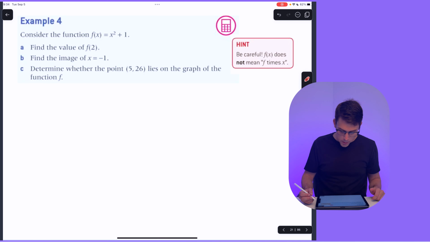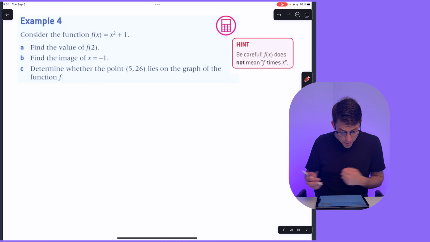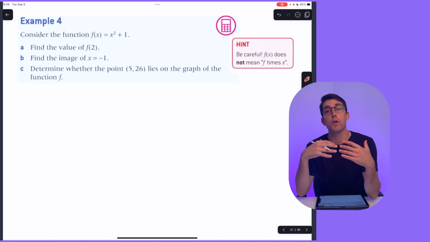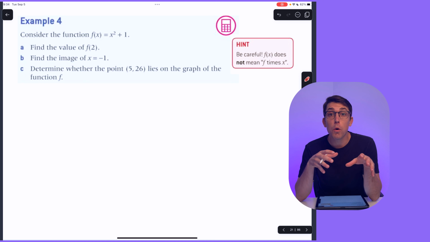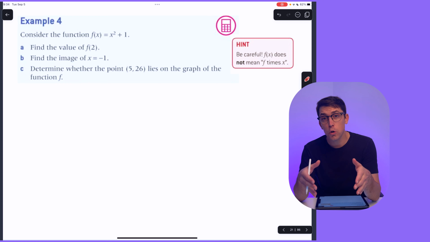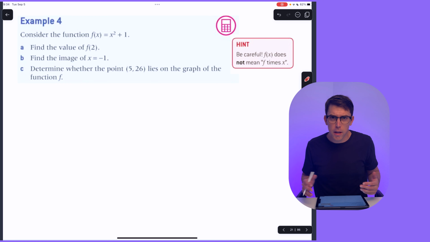Let's take a look. All right, so we're considering the function f of x equals x squared plus 1. We want to find the value of f of 2. What this means is that 2 is part of our domain. 2 is our input, and we want to know what the function is going to spit out when we put 2 in as an input. And while the function notation might look a little bit different, it's kind of the same thing that we've been doing for quite a while.